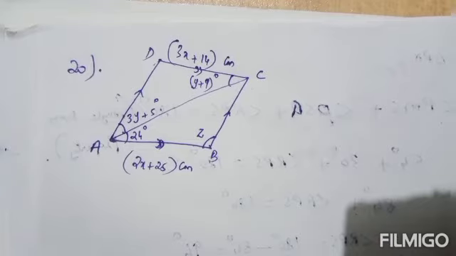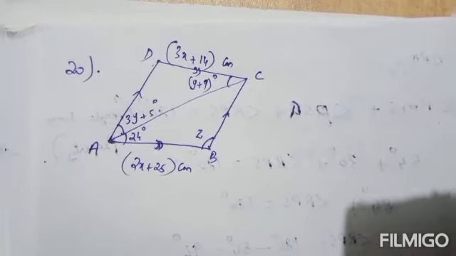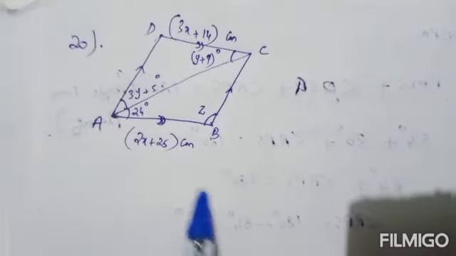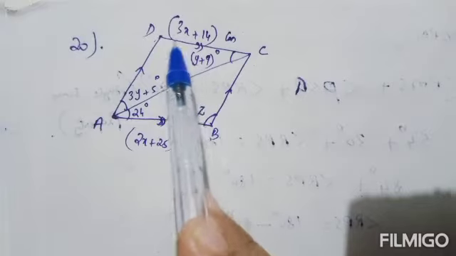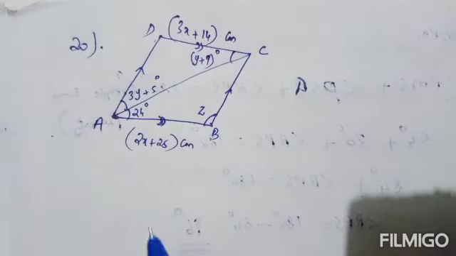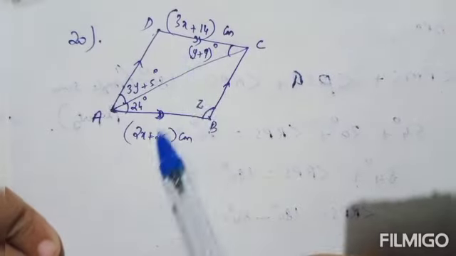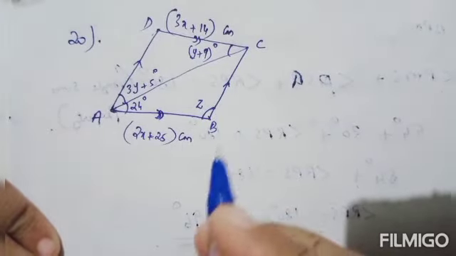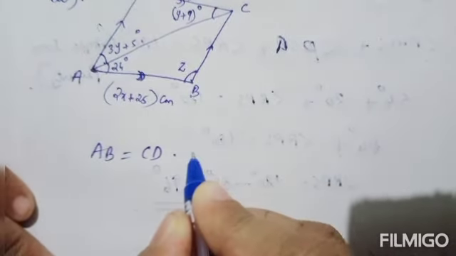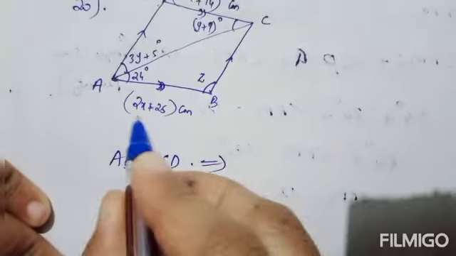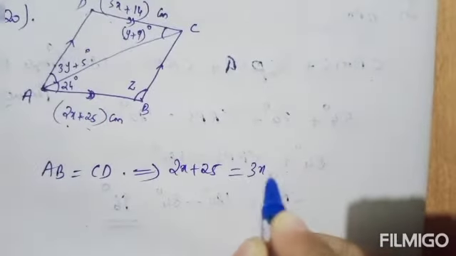Next, 20th question. Use the information given in the following diagram to find the values of x, y and z. Here a parallelogram is given, with its angles and sides. You can use the properties of a parallelogram here. In a parallelogram, opposite sides are equal. That property you know. So AB equals CD. AB is given as 2x plus 25, equal to CD, which is 3x plus 14.